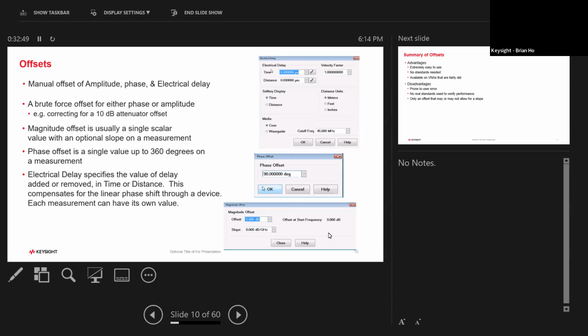So let me finish this, and then we'll go to port extension, then automatic port extension, and then de-embedding. From here, this is where we can actually put it in and change it manually.